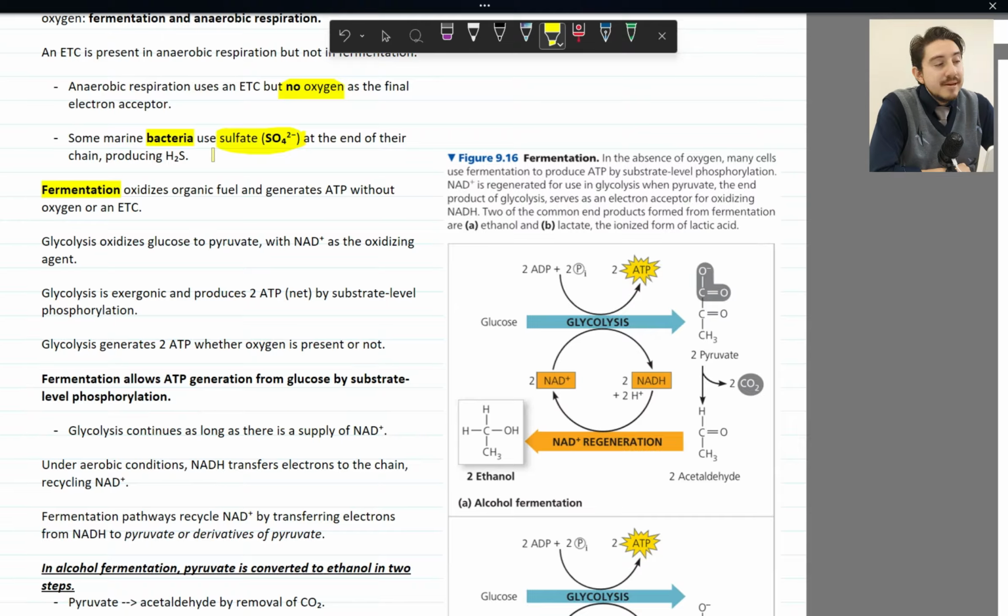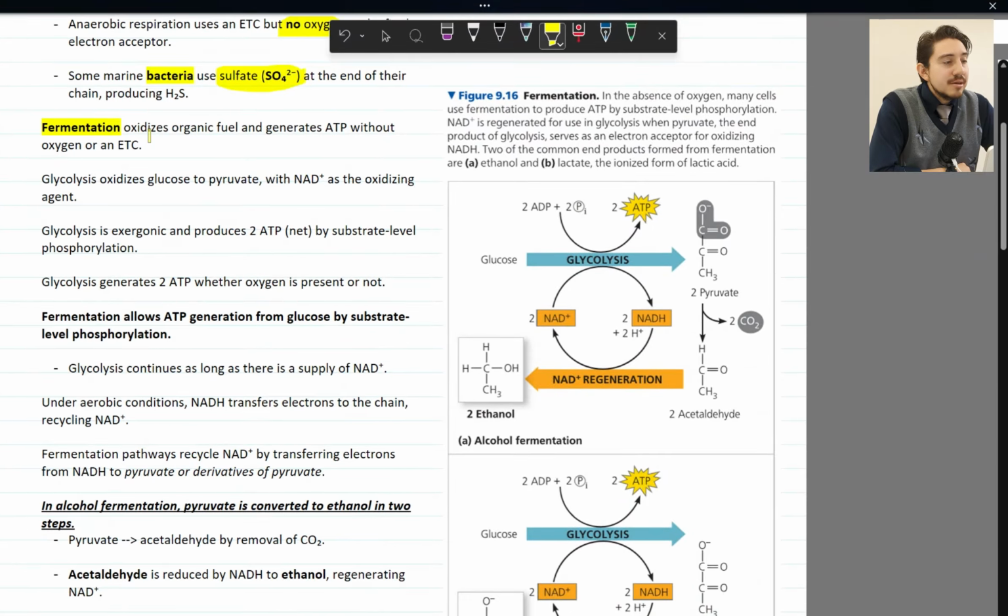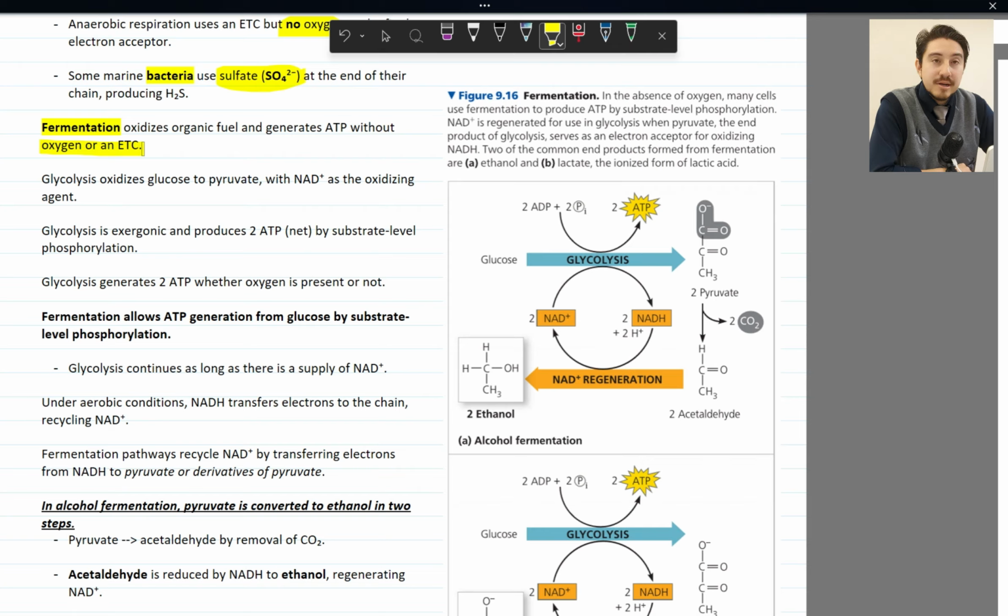So remember that. Fermentation. Fermentation oxidizes organic fuel and generates ATP without oxygen or the electron transport chain. So you don't need any of that. You don't need oxygen. You don't need the protein complexes on the membrane. Nothing. Okay, what happens here? Glycolysis. So you're focusing primarily on glycolysis. Glycolysis oxidizes glucose to pyruvate. That's the same, with NAD as the oxidizing agent.